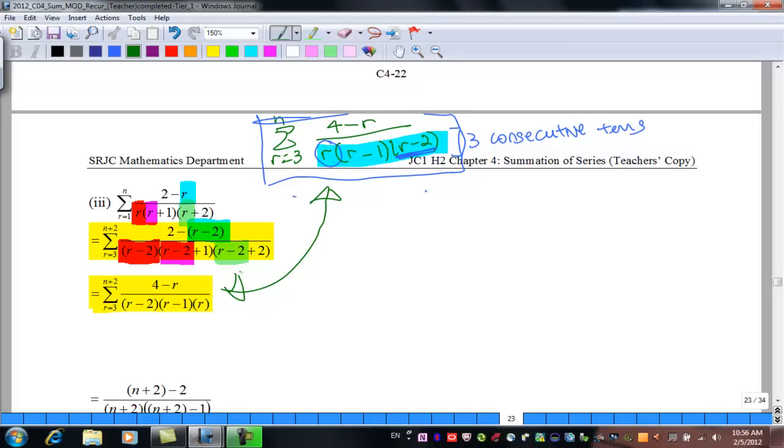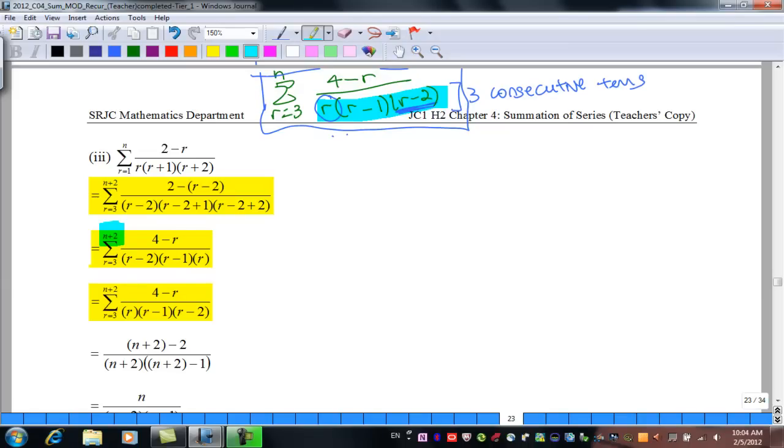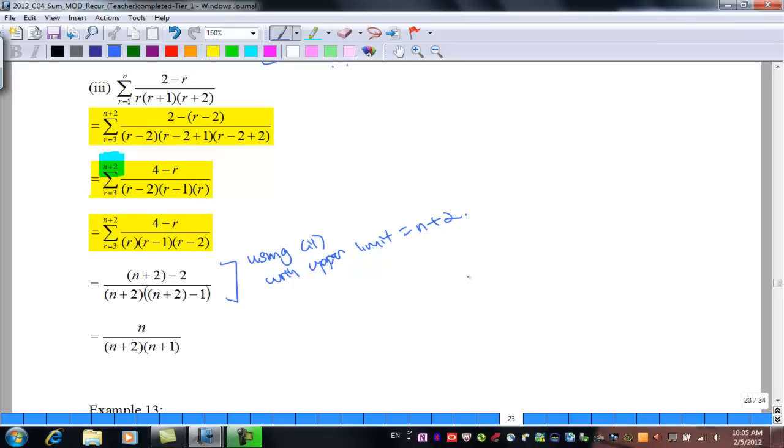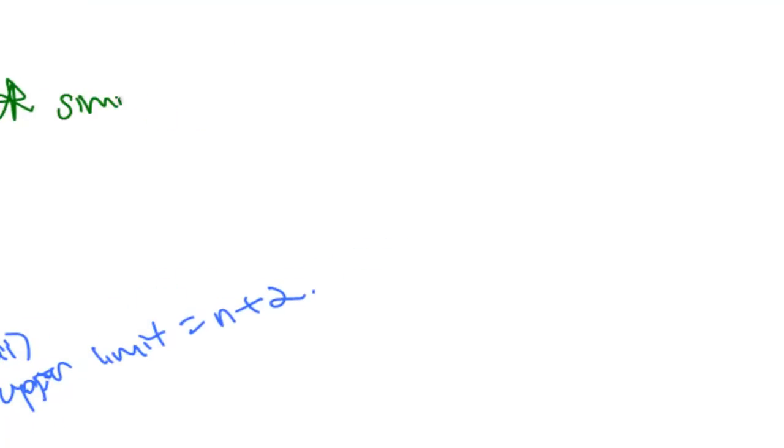And for those of you who still cannot quite see it, allow me to show you that it is because if I were to rearrange the denominator, I would get this. And substituting in n plus 2, so this is using part 2 with upper limit as n plus 2. And simplifying, I will end up with this. So the key point here is in seeing the similarities between what I have and what I need to show.